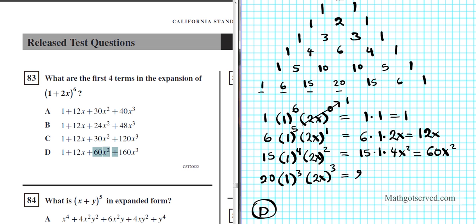So this one is going to be 20 times 1 times 2 to the third, which is 8, times x to the third. What is 20 times 8? 160x cubed. All right, so we can see that the first four terms are 1 plus 12x plus 60x squared plus 160x to the third, and that is option letter D. All right, so there you have it.